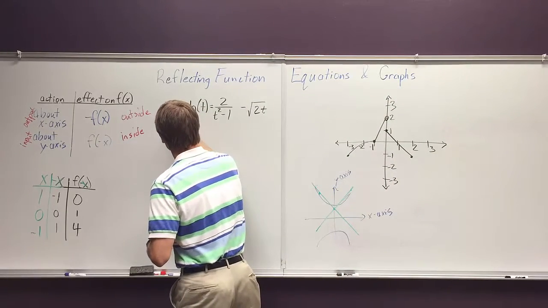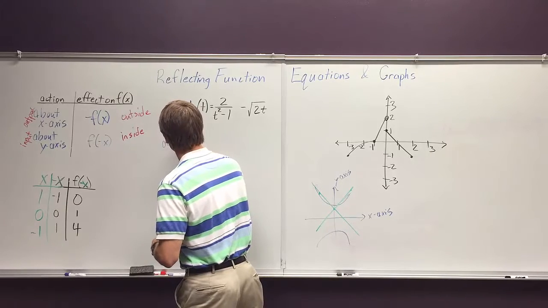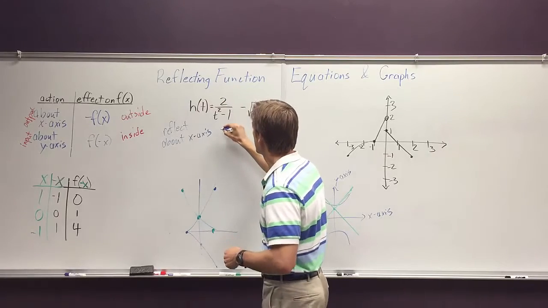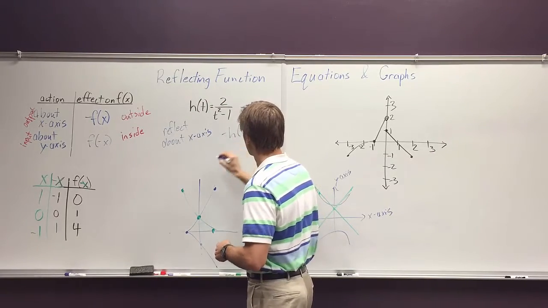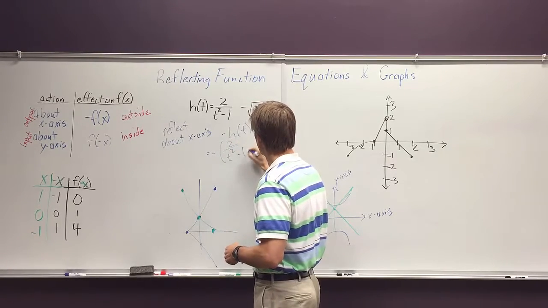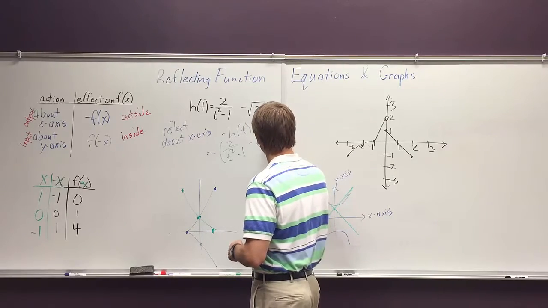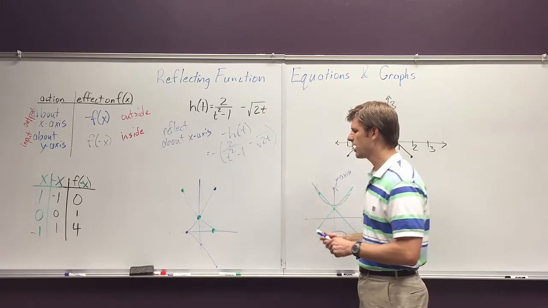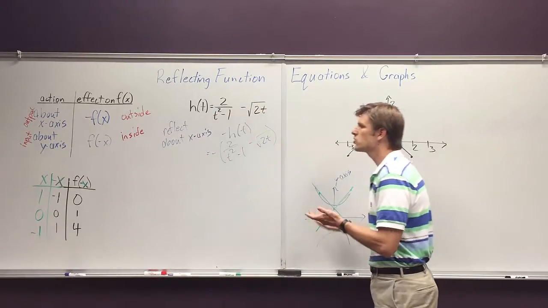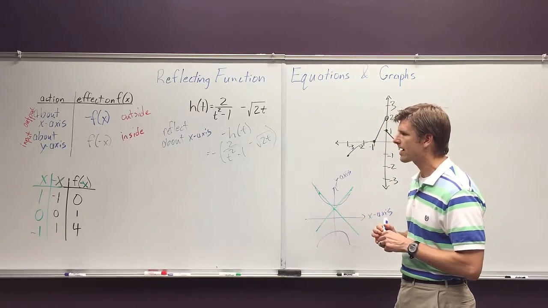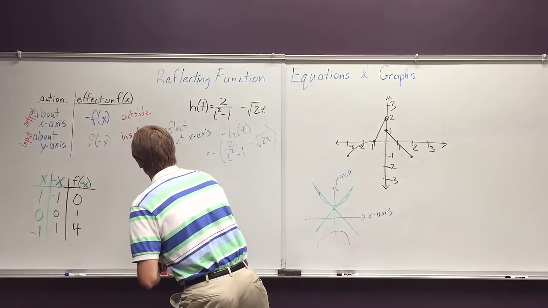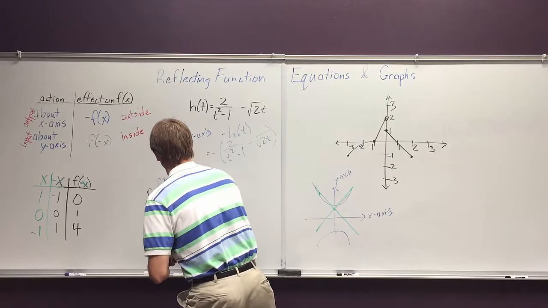So to reflect about the x-axis, that's negative h of t, or negative 2t squared minus 1 minus the square root of 2t. Pretty easy. Could you distribute the negative? Absolutely, but you don't have to. That's a correct answer as is. You could also do something like reflect about the y-axis and shift up by 2. So that's borrowing a skill from the translation section also.